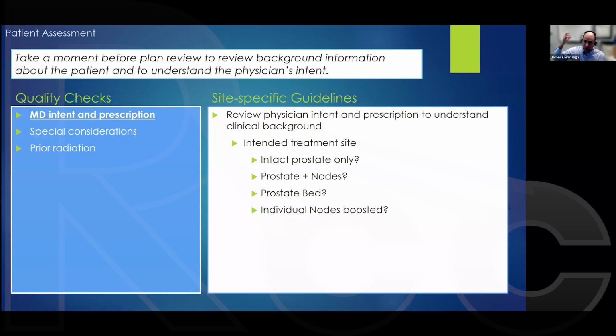Are we treating nodal chains with it? Is it a prostate bed versus the prostate, which may seem similar, but there are subtle differences? Are there individual nodes that are being boosted? All of this information should be in this MD intent and prescription along with the fractionation scheme, and we'll get into that in a little bit as well.